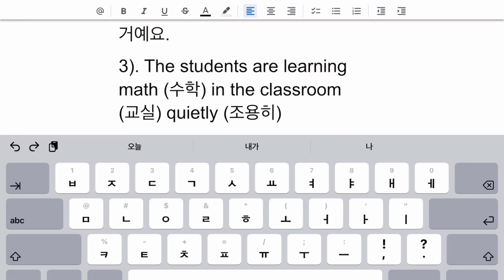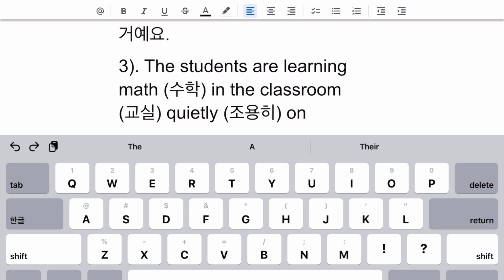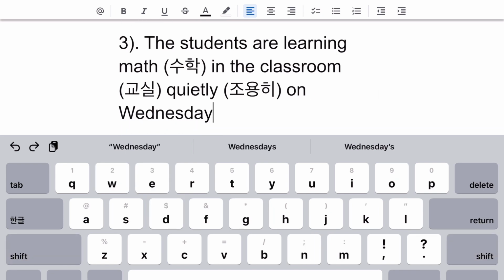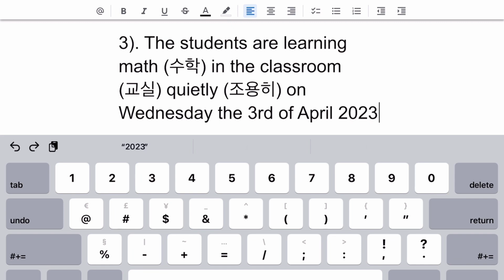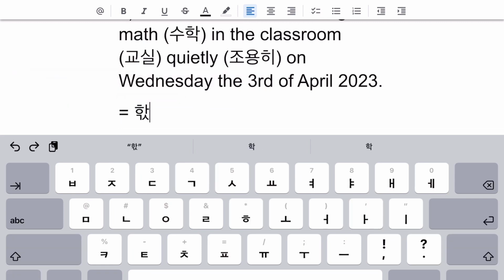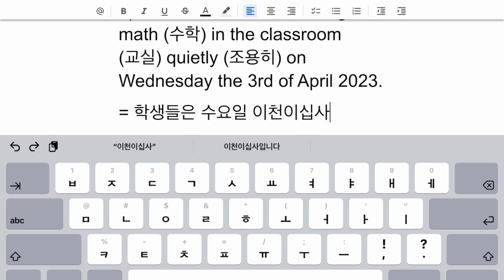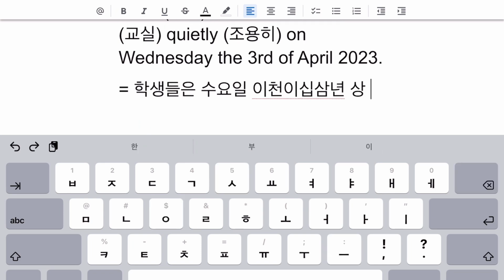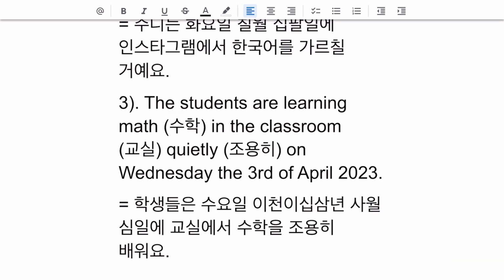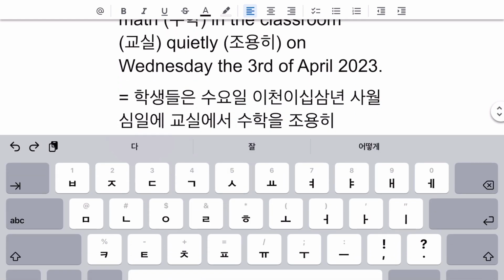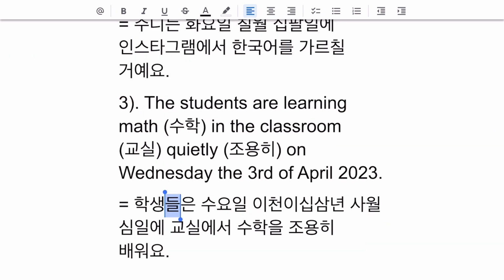Yes, good. Kids are learning math in the classroom quietly. This is such a drawn out sentence. On Wednesday, the 3rd of April, and I will put the year just to make it more complicated. 학생들은 수요일 2023년 4월 3일에 교실에서 수학을 같이 조용히 배워요. So, 학생들, and this one Anna used 들 to make it plural. I know I haven't really talked about that, but you could also just leave that out. You could say 학생은, and it still can mean students. Korean doesn't really have plurals, but it does have that little particle you could use.